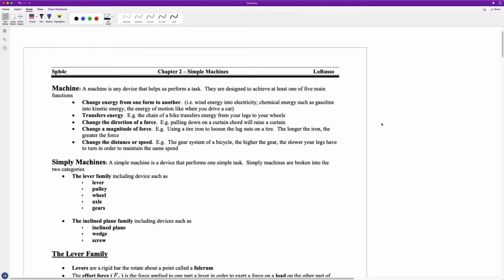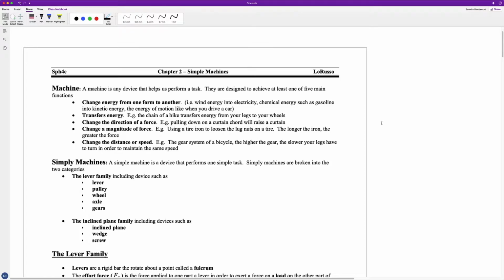Another example is to change the magnitude of a force. So removing a tire by using a wrench. You are likely not going to be very successful by trying to unscrew a bolt by using your hand. However, if you use a lever, we can actually make that job significantly easier and, to be honest, possible.